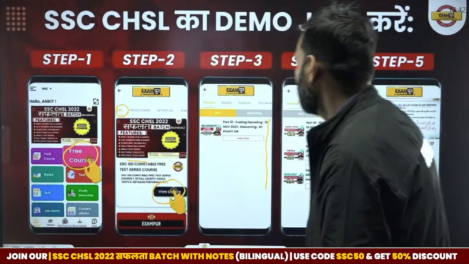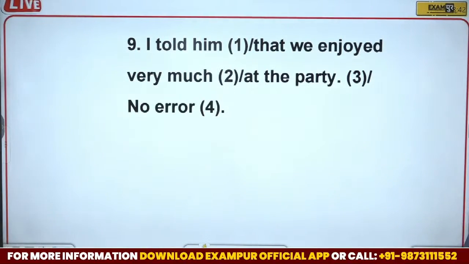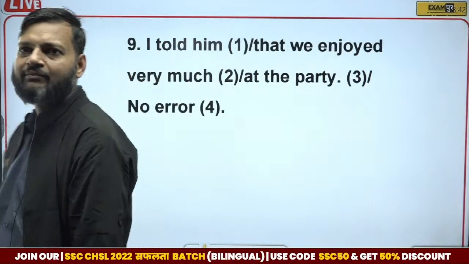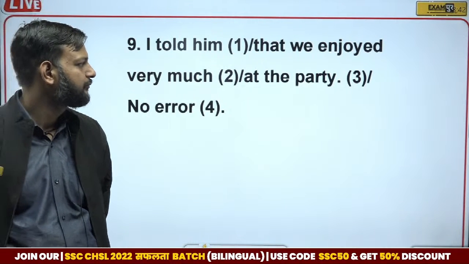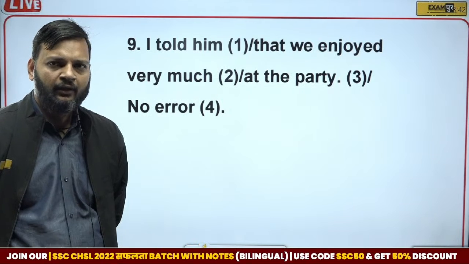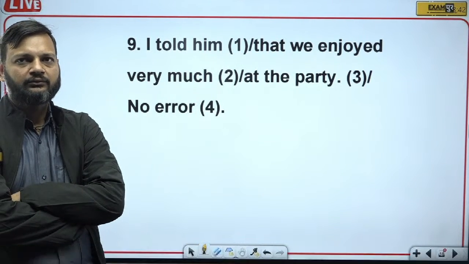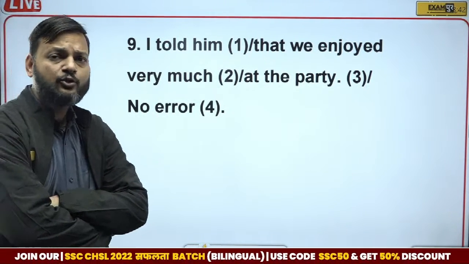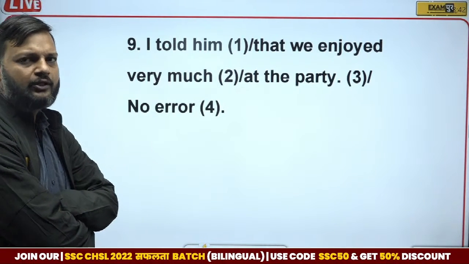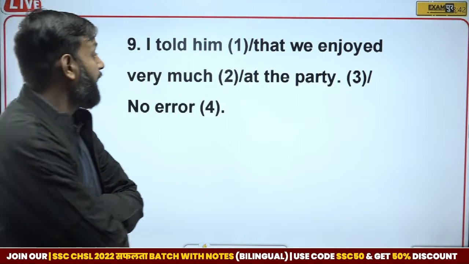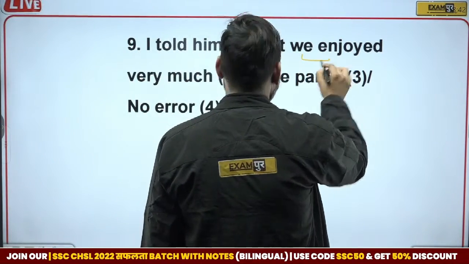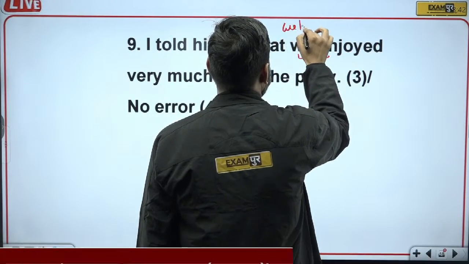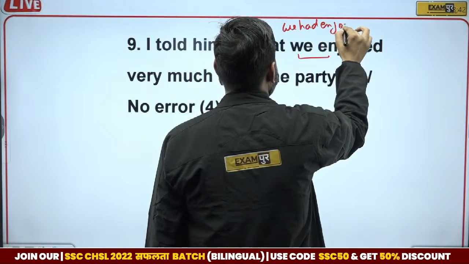Now let's move towards the next question. I told him that we enjoyed very much at the party. See, in this sentence there are two errors, but in the same part. Error number one, this sentence should be in past perfect, like we had enjoyed first.